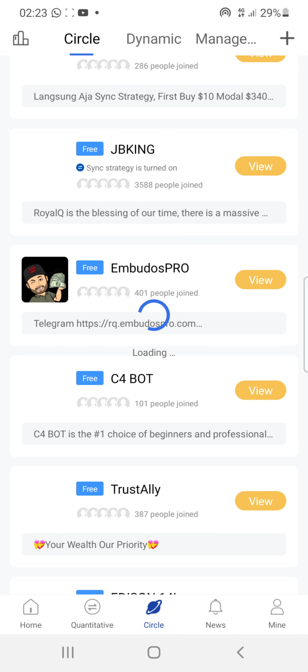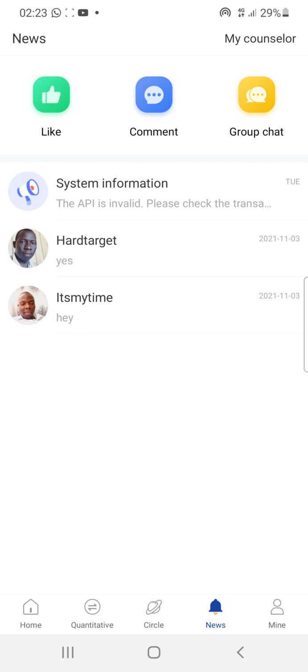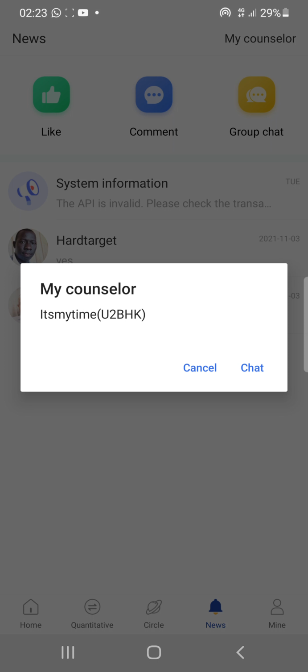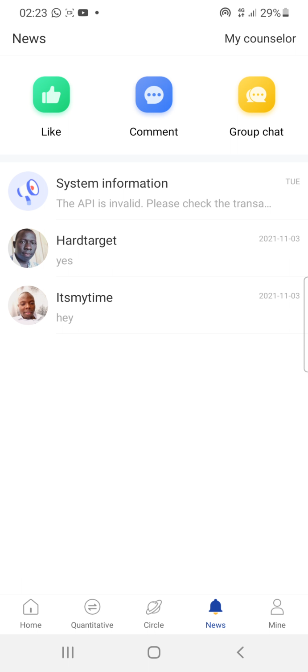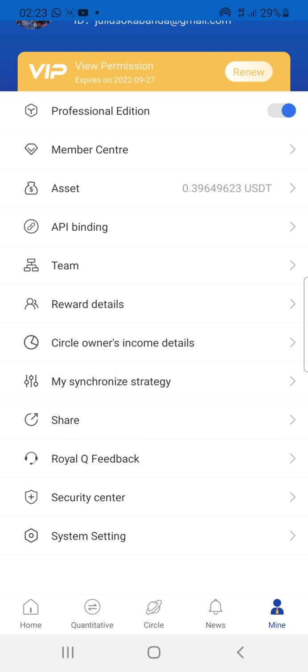Okay, I can't finish the navigation today, but we usually have the news area where we receive news, and you can already see on top here, tap on my counselor and chat with the person that introduced you to the opportunity.